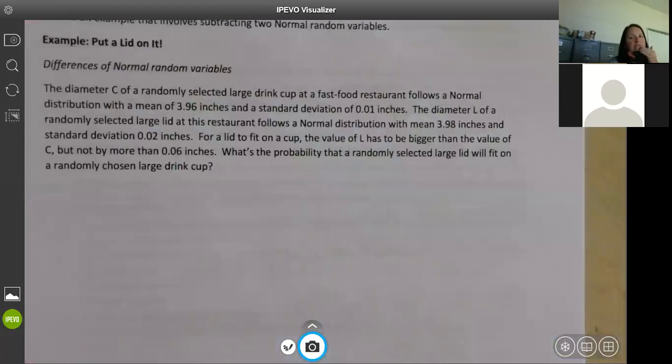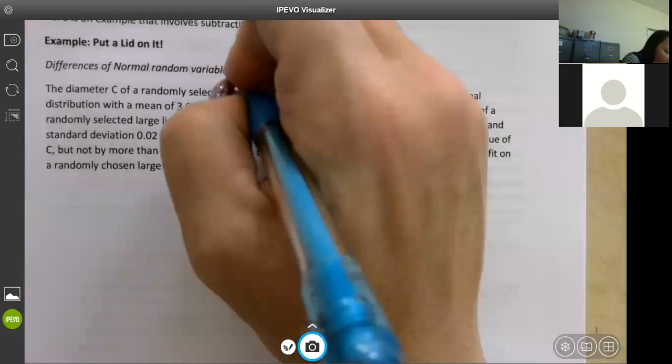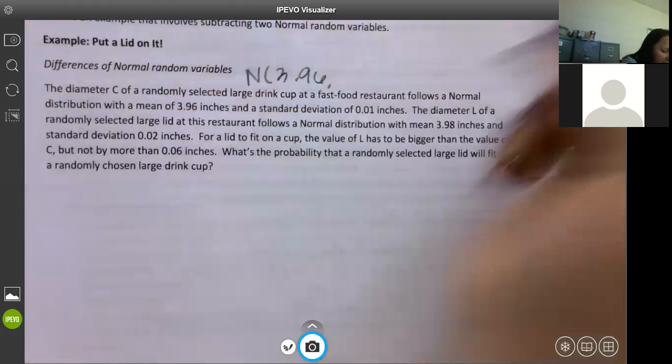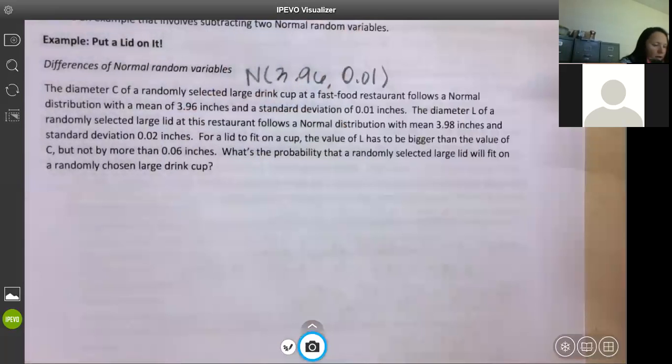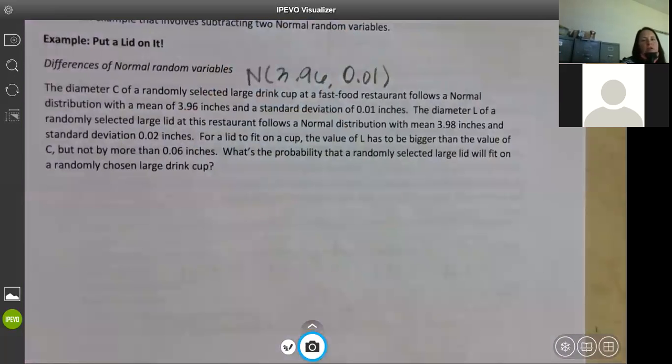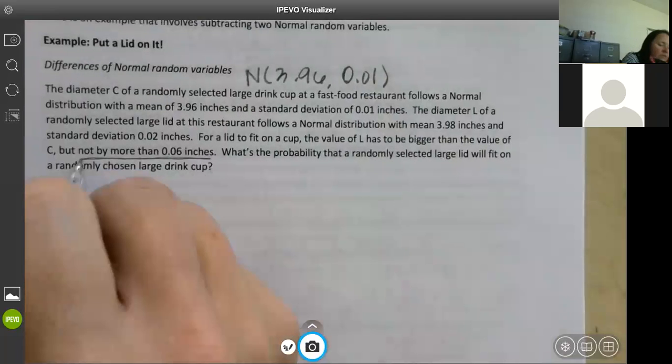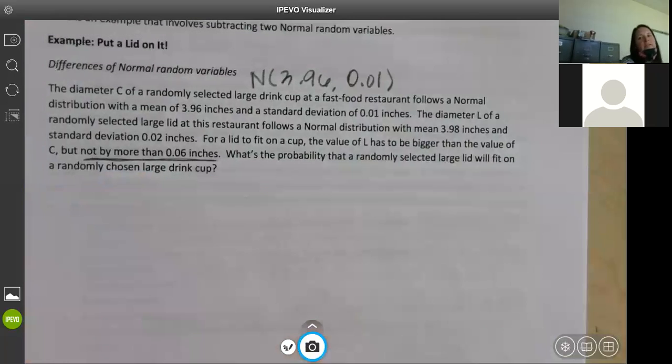The diameter C of a randomly selected large drink cup at a fast food restaurant follows a normal distribution with a mean of 3.96 and a standard deviation of 0.01. The diameter L of a randomly selected large lid at this restaurant follows a normal distribution with mean 3.98 and a standard deviation of 0.02. For a lid to fit on the cup, the value of L has to be bigger than the value of C, but not by more than 0.06 inches. So that's where your probability comes in right here, not more than 0.06 inches. What's the probability that a randomly selected large lid will fit on a randomly chosen large drink cup?